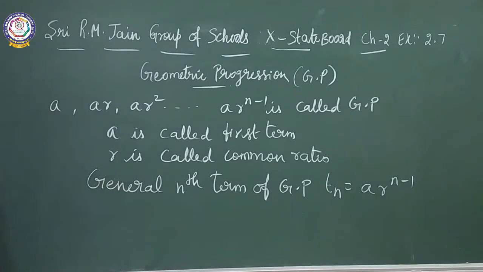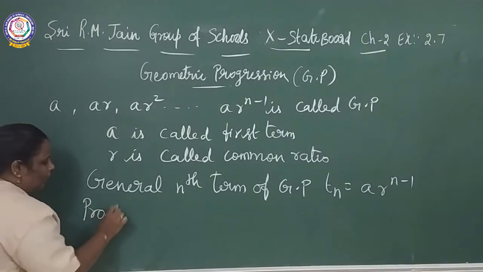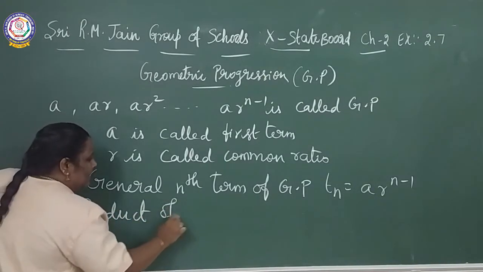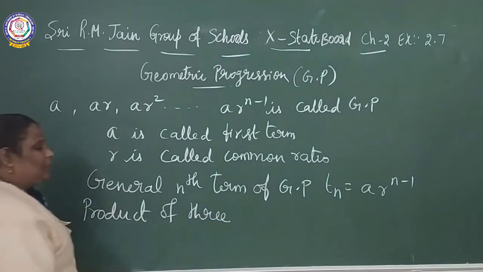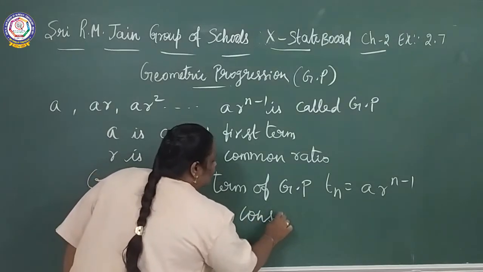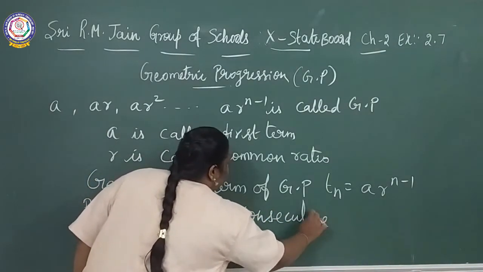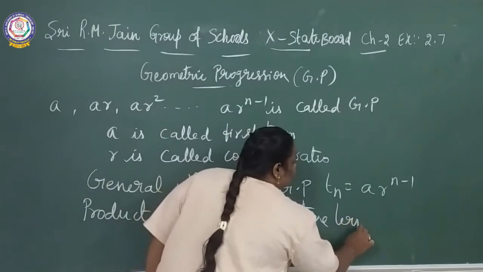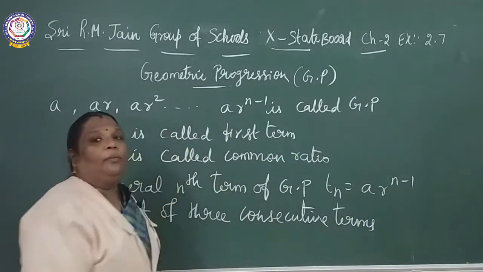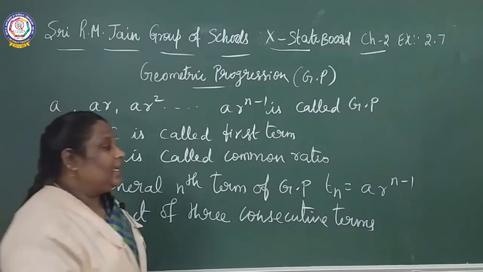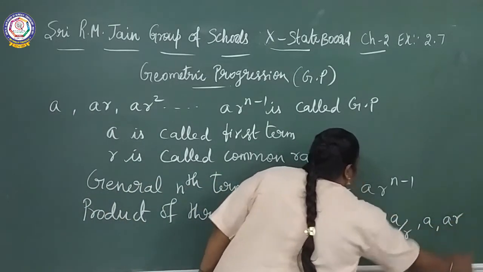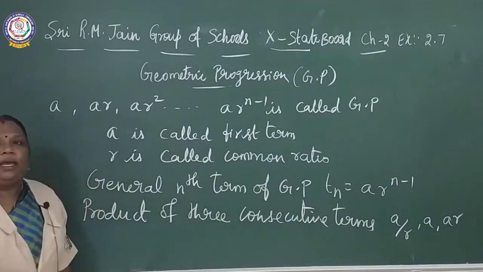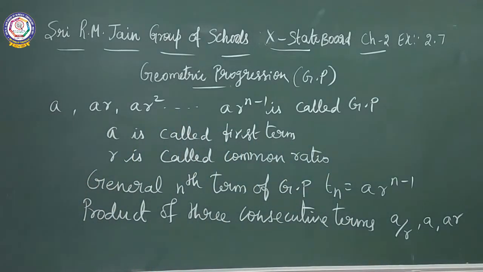Product of 3 consecutive terms. In AP we write A minus D, A, A plus D. The same way, here what we have to write? A by R, A, AR.